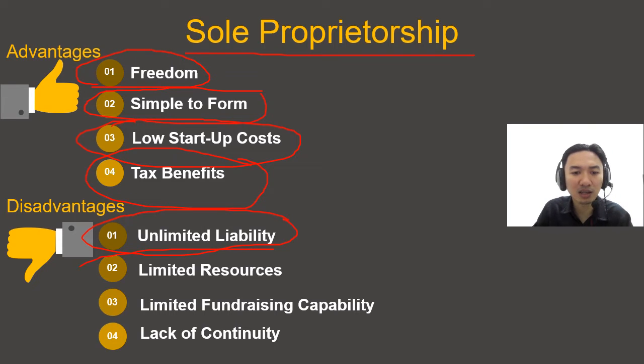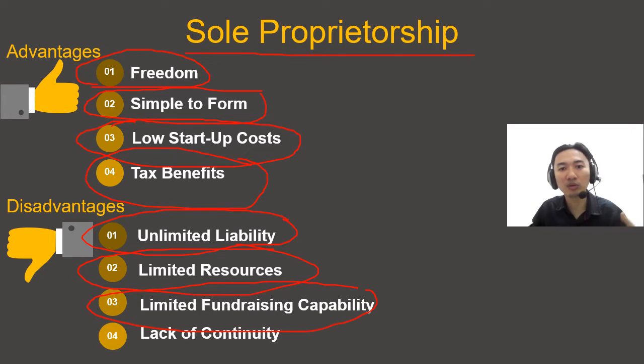Another disadvantage is limited resources. Because you are running it alone, you do not have a lot of manpower to help you out. The resources in terms of money, the financial capability, is also under you. Therefore, you only have a limited amount of help and resources for you to grow the business. This can be quite tough. For fundraising, normally it comes from your own pocket. You borrow money, a personal loan for example, or you borrow from family and friends. So it is still considered limited fundraising capability compared to other types of ownership.